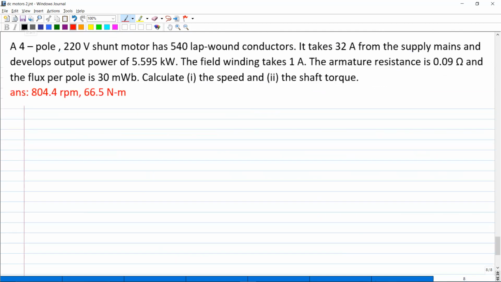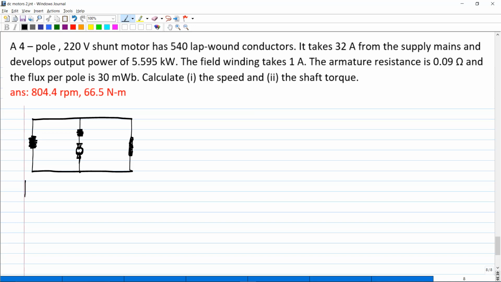A 4-pole 220-volt shunt motor has 540. So since it is a shunt motor, let us start drawing our shunt motor. And while we read the problem, that is where we put the given. So this is the branch for the armature. Here is our E back. And this is the source. And then the shunt field.